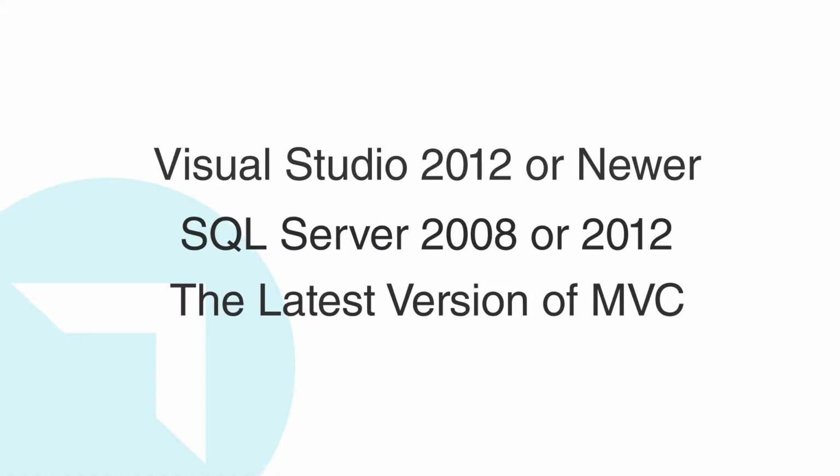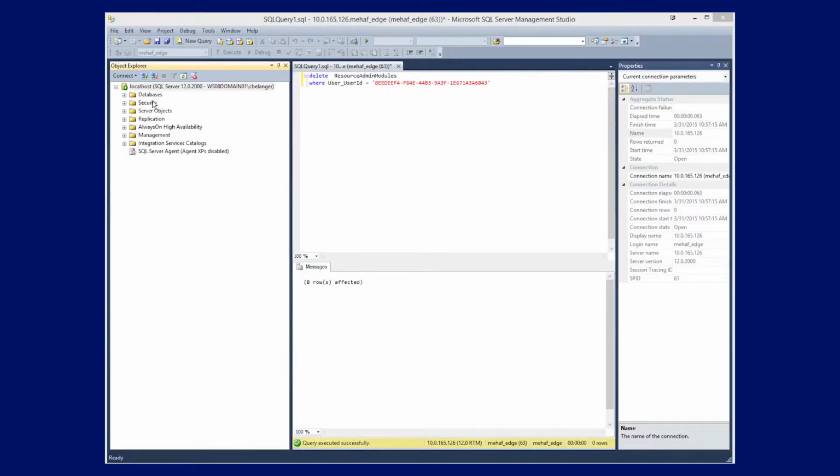Before we begin, make sure that you have the following programs installed: Visual Studio 2012 or newer, SQL Server 2008 or 2012, the latest version of MVC. The first step requires a setup of a database on a Microsoft SQL Server. Let's go ahead and log into our server. Now let's create the database.